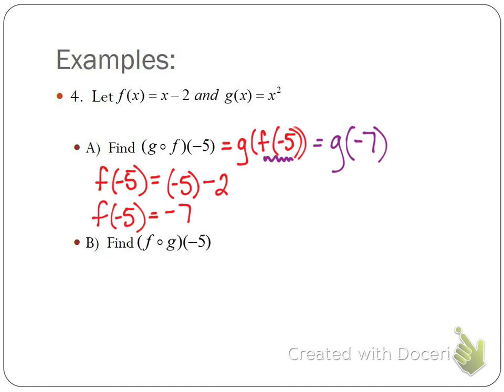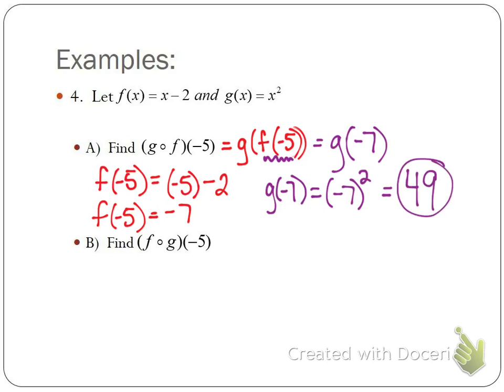Do we have questions about that first part of it? Now which function am I rewriting? X squared. So the g function. So g of negative 7 is equal to x squared, but instead of writing an x, I'm putting a negative 7. Negative 7 squared is a positive 49. Questions, concerns? Okay, see how we do this one step at a time? It's not so bad. That's it. 49 is our answer.